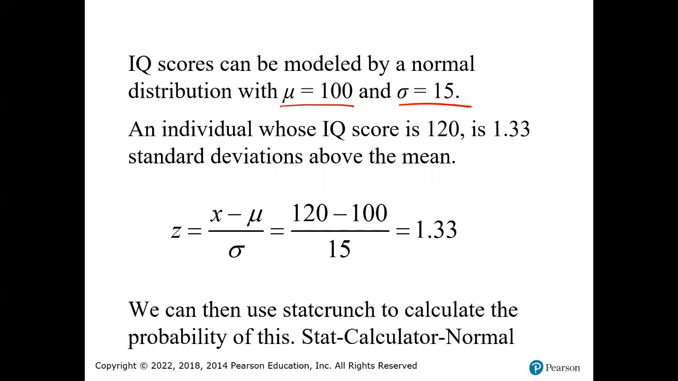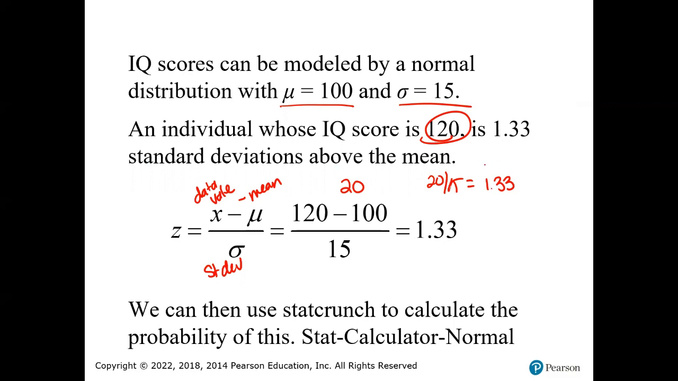An individual whose IQ score is 120 is 1.33 standard deviations above the mean. Here's how they got that. It's always your data value minus the mean, all over the standard deviation. Our data value in question is 120. You take 120 minus 100 and you get 20, divided by 15, and that is how you get the 1.33. So this score is 1.33 standard deviations above the mean.